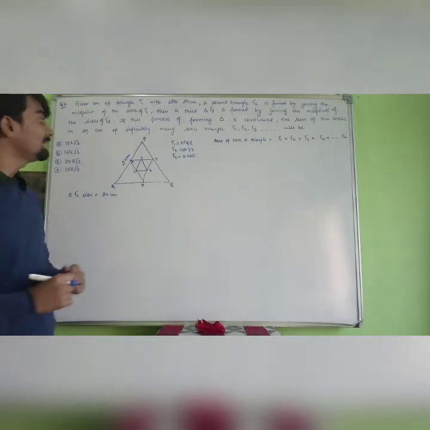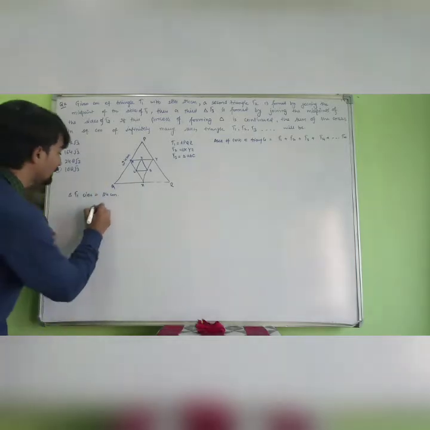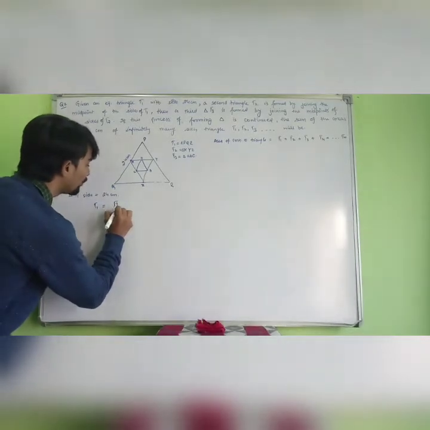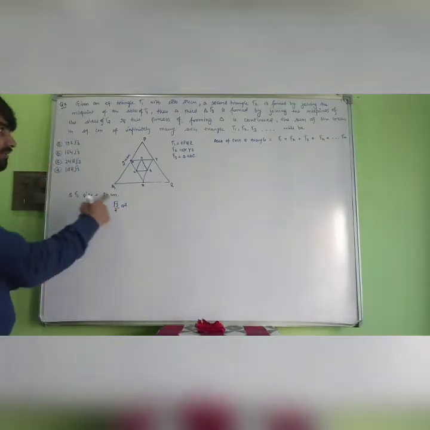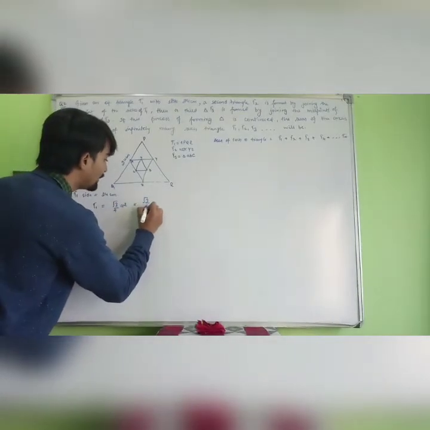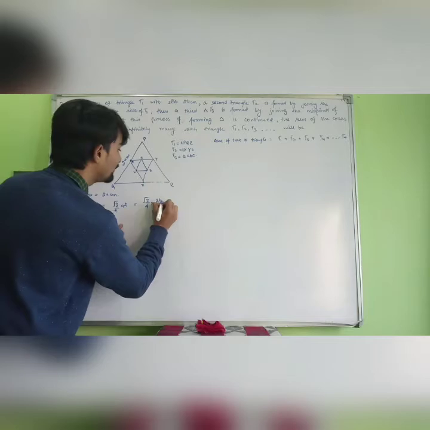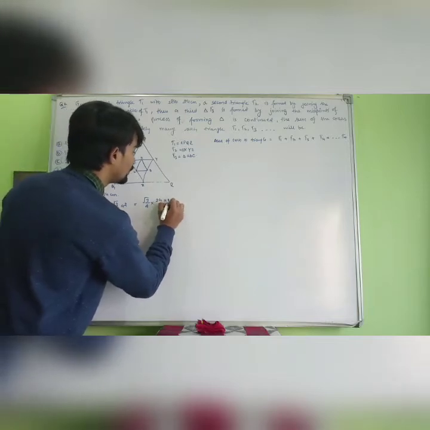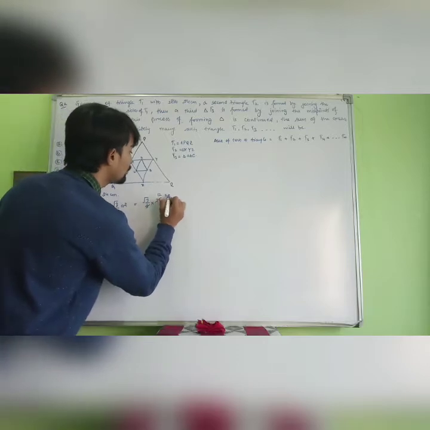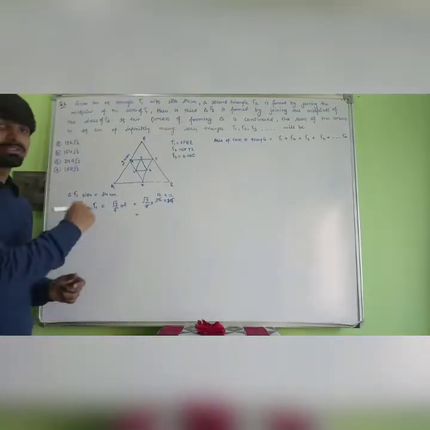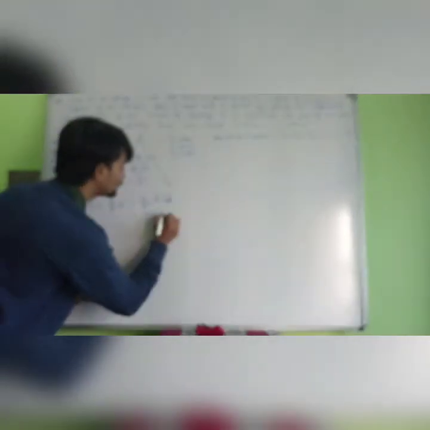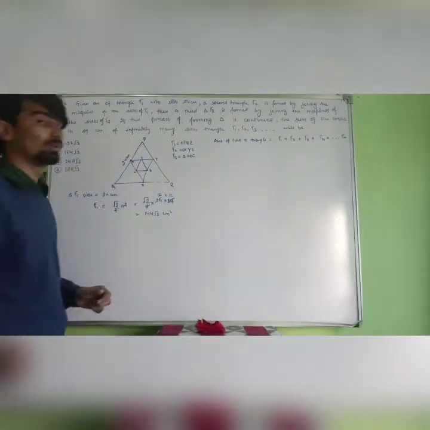So PQR is an equilateral triangle. If we calculate the area of the equilateral triangle, T1 equals root 3 by 4 a square, where a is the side. Okay. Now by putting the value of a as 24, half of 24 is 12, so 12 into 12. Now the area of the triangle T1 will be 144 root 3 centimeter square.